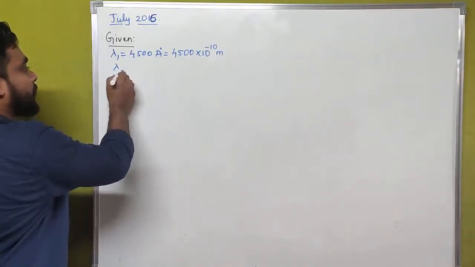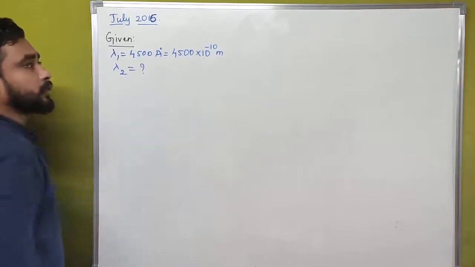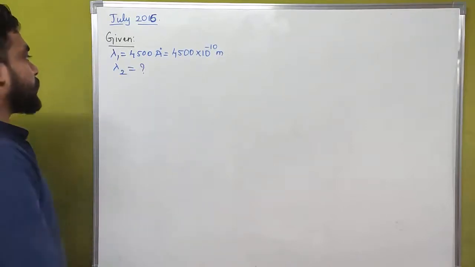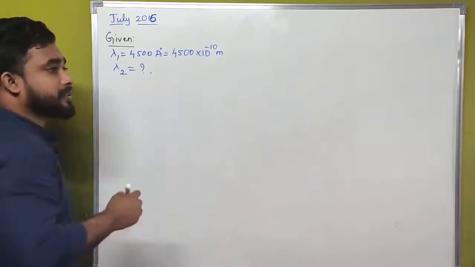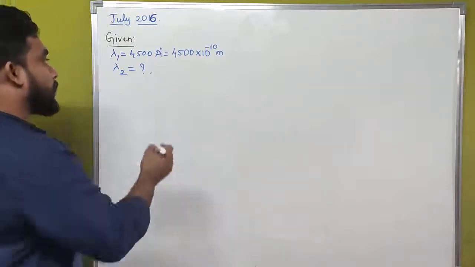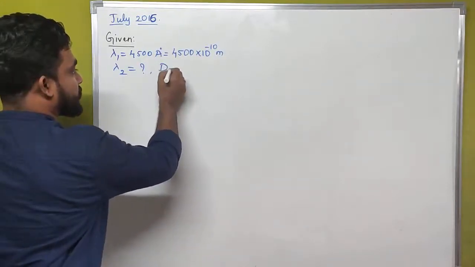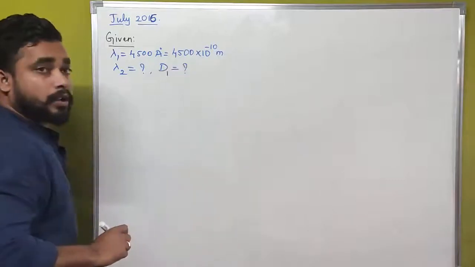Actually we don't know the value of lambda 2. ಲ್ಯಾಂಬ್ಡಾ 2 ಎಷ್ಟು ಅಂತ ಹೇಳಿ ಗೊತ್ತಿಲ್ಲ. ಇಲ್ಲಿ ನಮಗೆ ಡಿಸ್ಟೆನ್ಸ್ ಬಿಟ್ವೀನ್ ದ ಸ್ಲಿಟ್ ಅಂಡ್ ದ ಸ್ಕ್ರೀನ್ ಎಷ್ಟು ಅಂತಲೂ ಕೂಡ ಗೊತ್ತಿಲ್ಲ. ಆಕ್ಚುಲಿ ದ ಡಿಸ್ಟೆನ್ಸ್ ಬಿಟ್ವೀನ್ ದ ಸ್ಲಿಟ್ ಅಂಡ್ ದ ಸ್ಕ್ರೀನ್ ಇಸ್ unknown.